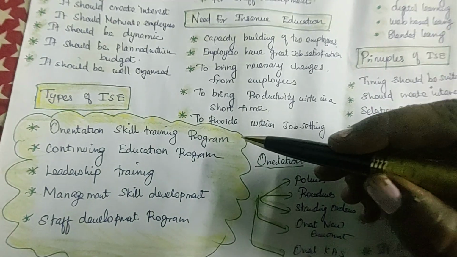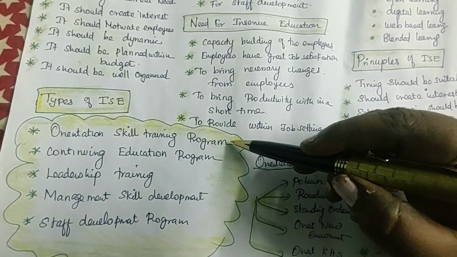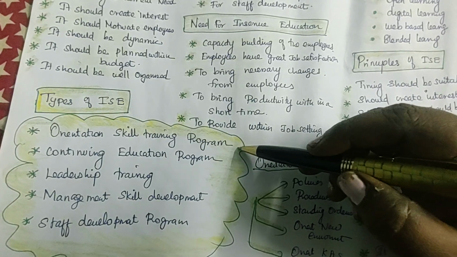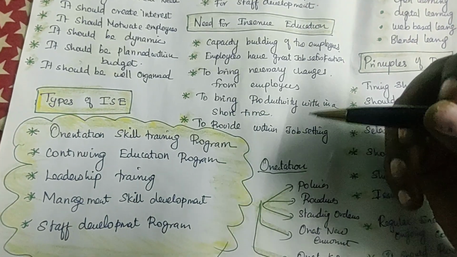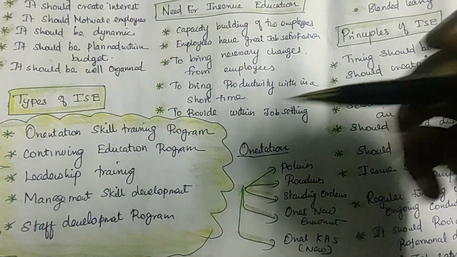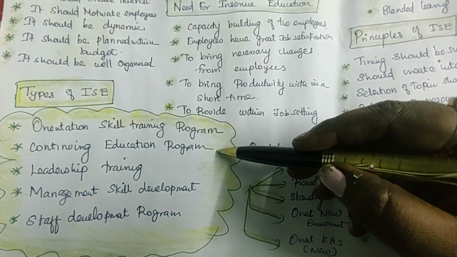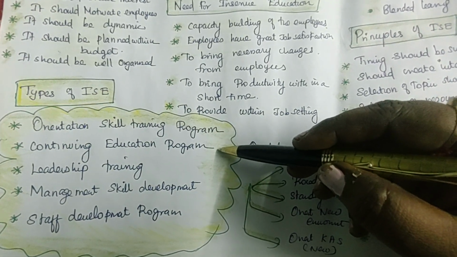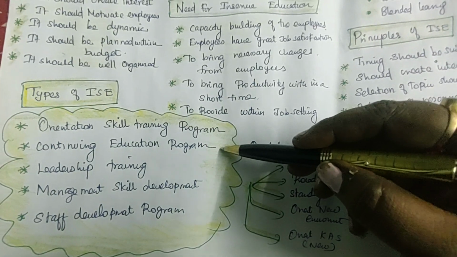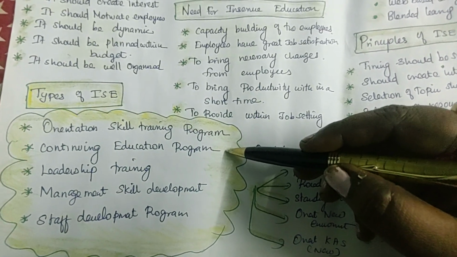So by this orientation and skill training program, you can reduce the errors. Next is a continuing education program. Continuing education is an ongoing, periodically arranged program by the employer for the employees. Who is taking care of this continuous education program?